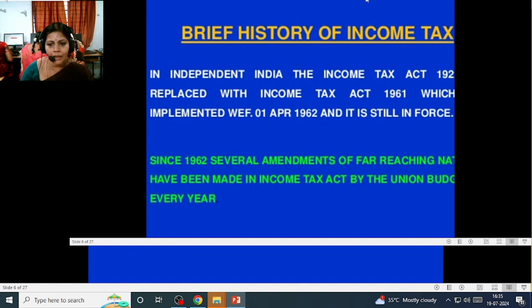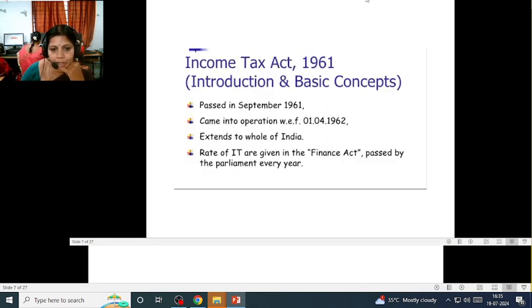In independent India, the Income Tax Act 1922 was replaced with the Income Tax Act 1961, which was implemented with effect from 1st April 1962, and it is still in force. Since 1962, several amendments, that is changes, have been made to meet the local environment and surroundings, which are introduced by the Union Budget every year.